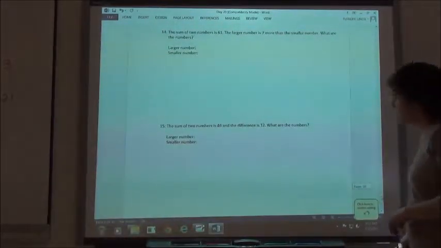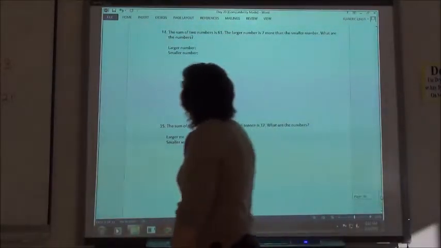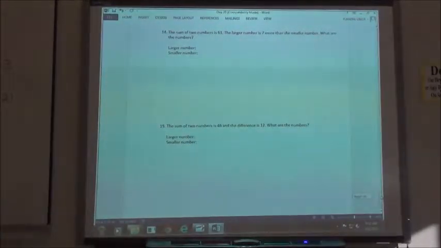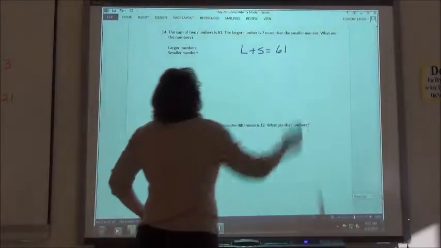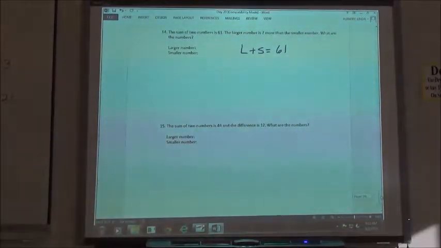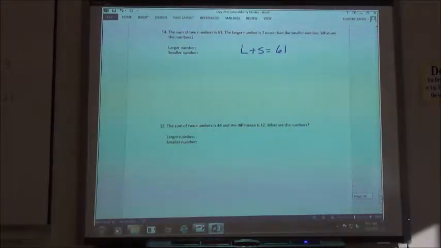Number 14 then starts off with the sum of my two numbers is 61. What would I write for my equation? L plus S equals 61. The second sentence, the larger number is 7 more than the smaller number. So how do I write the larger number is 7 more than the smaller number?